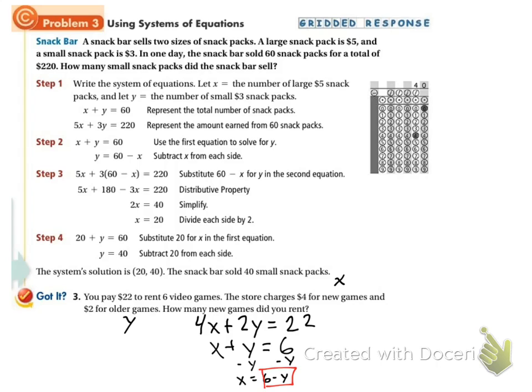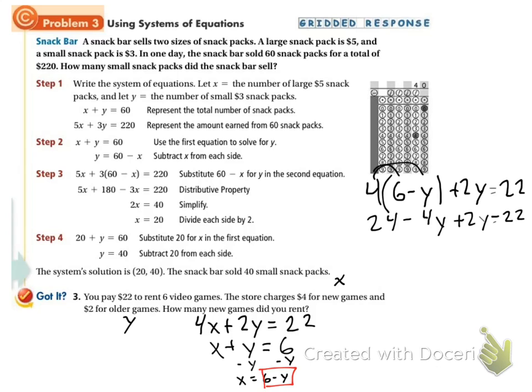So I'm going to work up here. 4, and instead of x, I'm going to plug in 6 minus y, plus 2y equals 22. And now I need to distribute that 4 in. 4 times 6 is 24. 4 times negative y is negative 4y, plus 2y equals 22. So I'm going to simplify on the left first because I've got negative 4y and a positive 2y. So my 24 is still there, and that'll turn into a negative 2y equals 22.